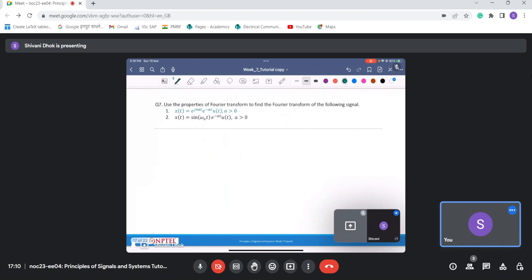Let us look at the next question then. The next question says that we need to use the properties of Fourier transform to find the Fourier transform of the signal x of t equal to e power j 4 pi t into e power minus a t u of t, with a greater than 0. And the second question is x of t is equal to sine omega naught t into e power minus a t u of t, where again a is greater than 0. So let's try with the first part.